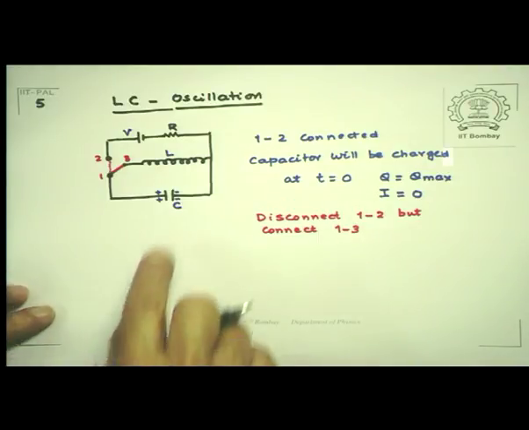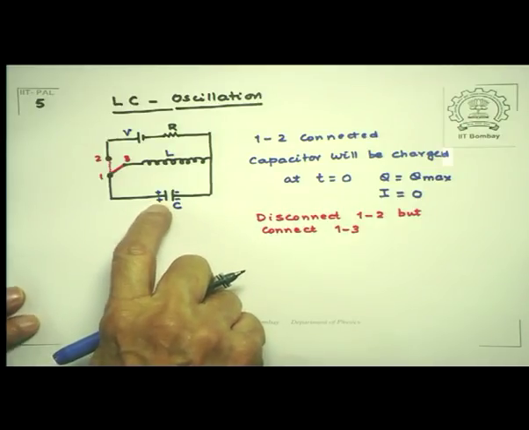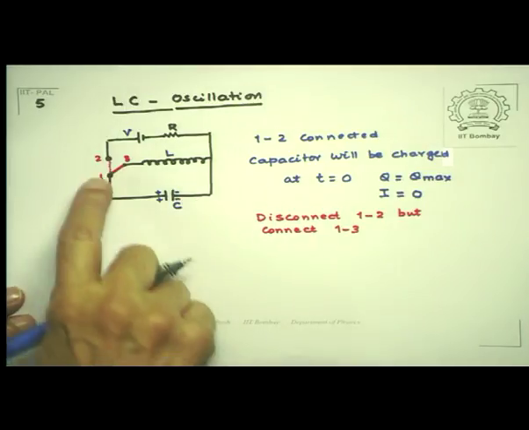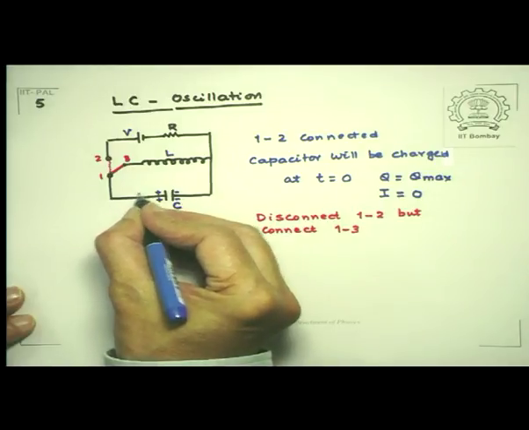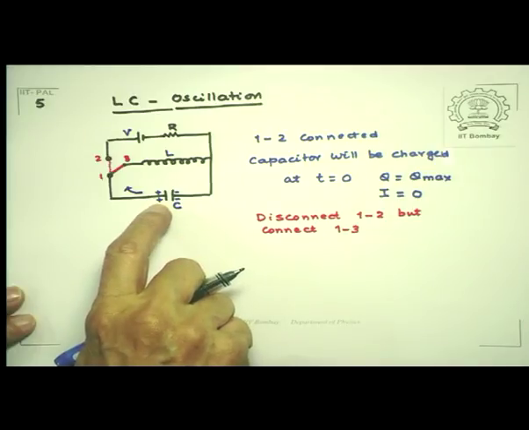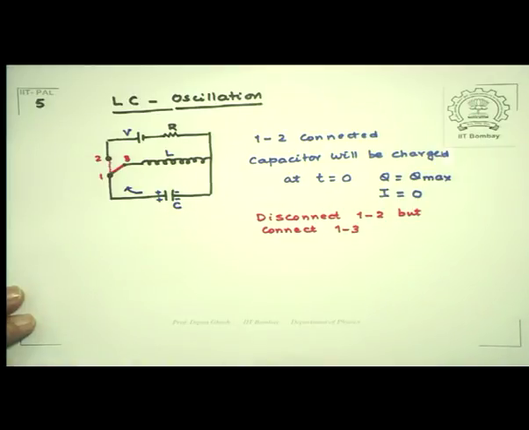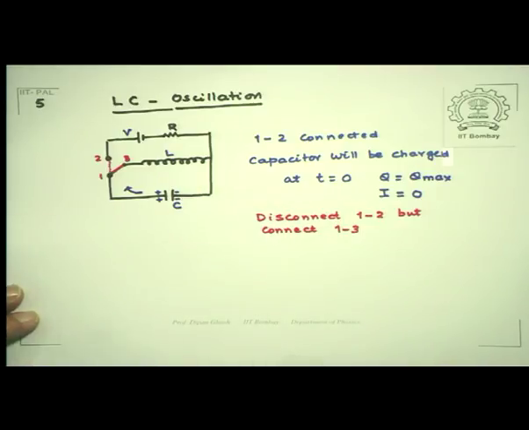Now obviously, since this end is charged positive, this end is charged negative, when you connect 1 to 3, a current will flow in this direction to begin with, reducing the charge on the positive plate and also reducing the charge on the negative plate till the reverse situation happens, that this side has become positive and that side has become negative, and then the whole cycle will continue and this system will show charge oscillation.